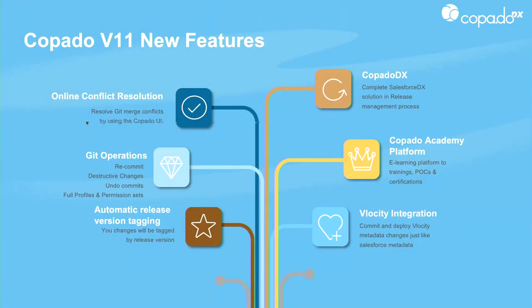So we're releasing new features in the next 2 weeks. And these features include online conflict resolution with Git. So we're tightening our Git integration. We're also having advanced Git operations like destructive changes, recommitting files, undoing commits, and committing full profiles and permission sets. We can also allow you to automatically tag your releases in Git.